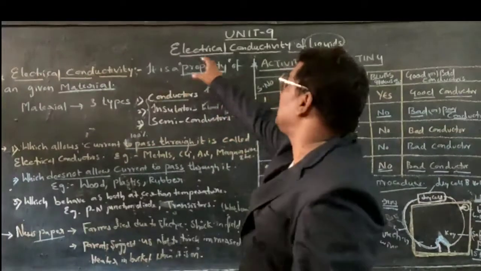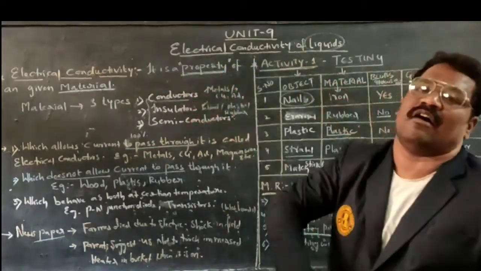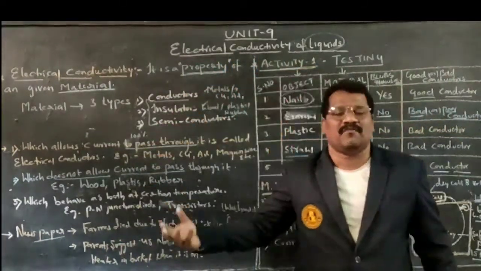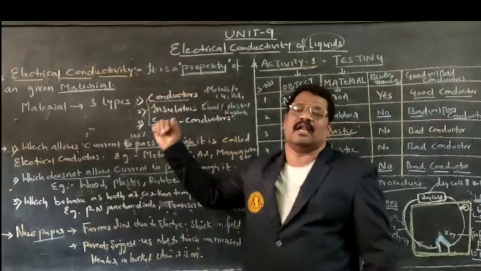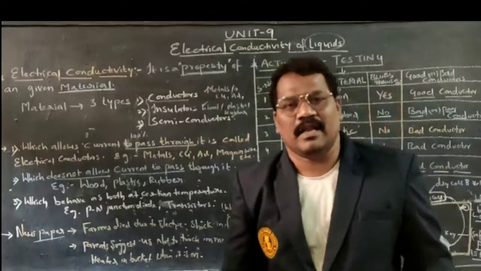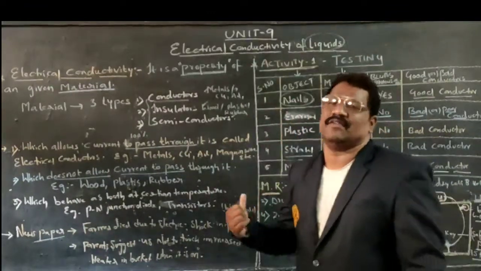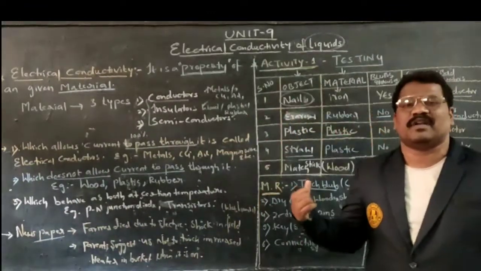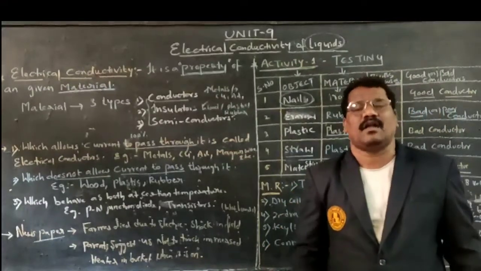And electrical conductivity is nothing but a property of a given material. What type of material it is, whether it is an insulating material or whether it is a conducting material. By this we have completed our activity, children. Try to analyze this activity continuously and gain knowledge.